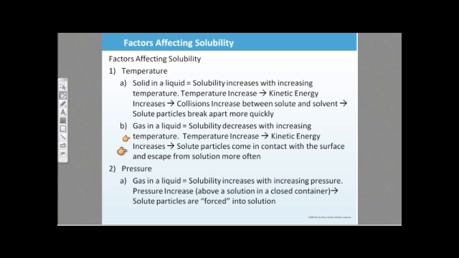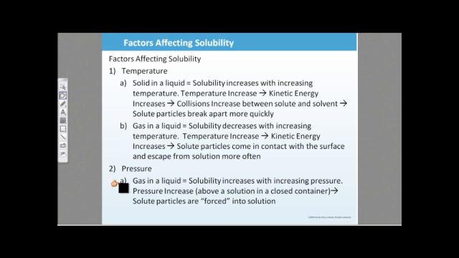The way to think about this, if you're trying to get away from somebody, you obviously can get away from them faster if you're running than if you're walking. The same thing is true here for the gas particles. For them to get out of solution, they can do it more quickly when the particles are moving faster than if they're moving slower.